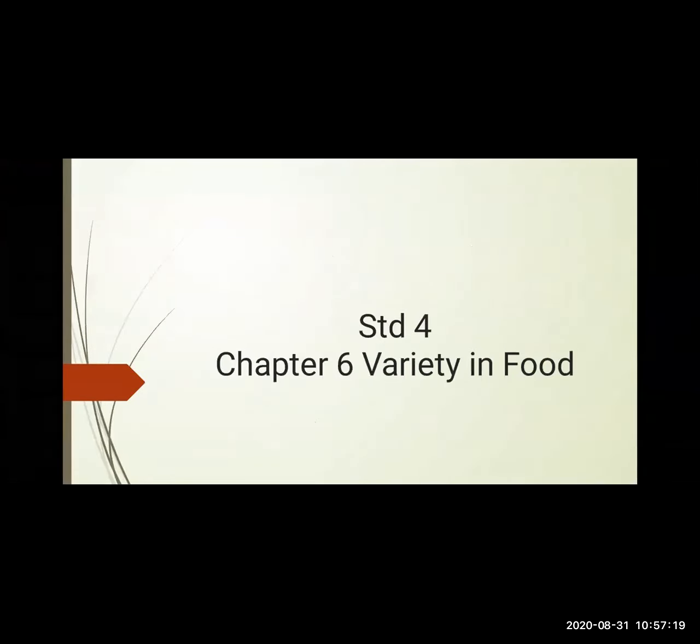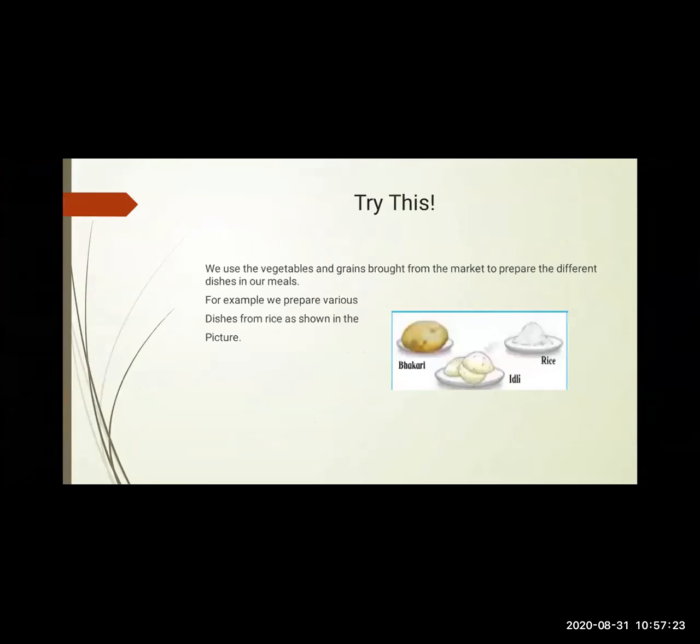Variety in food. Chapter number six, variety in food. Try this, children. We use the vegetables and grains bought from the market to prepare the different dishes in our meal. What we are doing, we are bringing the grains and vegetables from where? From the outside, from the market, to prepare the different types of dishes.